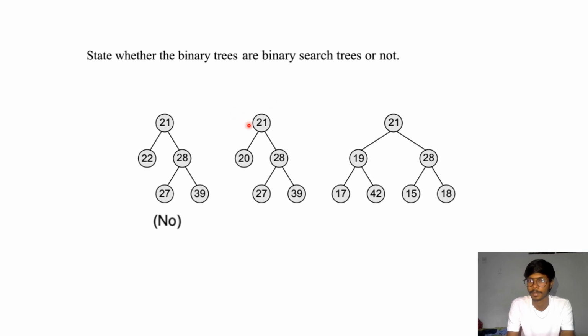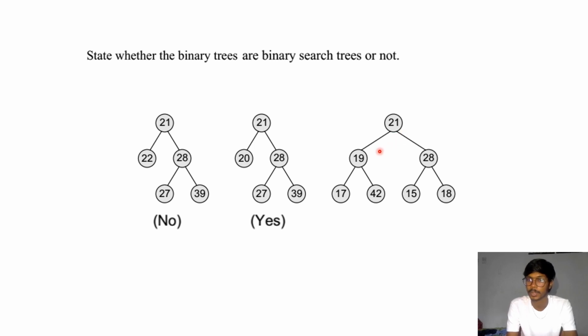Let's see with another example. Here, the root node is 21. So what is the binary search tree condition? The left one should be the smaller value and the right one should be the larger value. Yes, it is satisfying. Looking at this parent element, its two children are: the left is 27 and the right is 39. The left one should be smaller, yes it is smaller. The right one should be larger, yes it is larger. So it is satisfying the condition perfectly, so it is a binary search tree. Perfect.